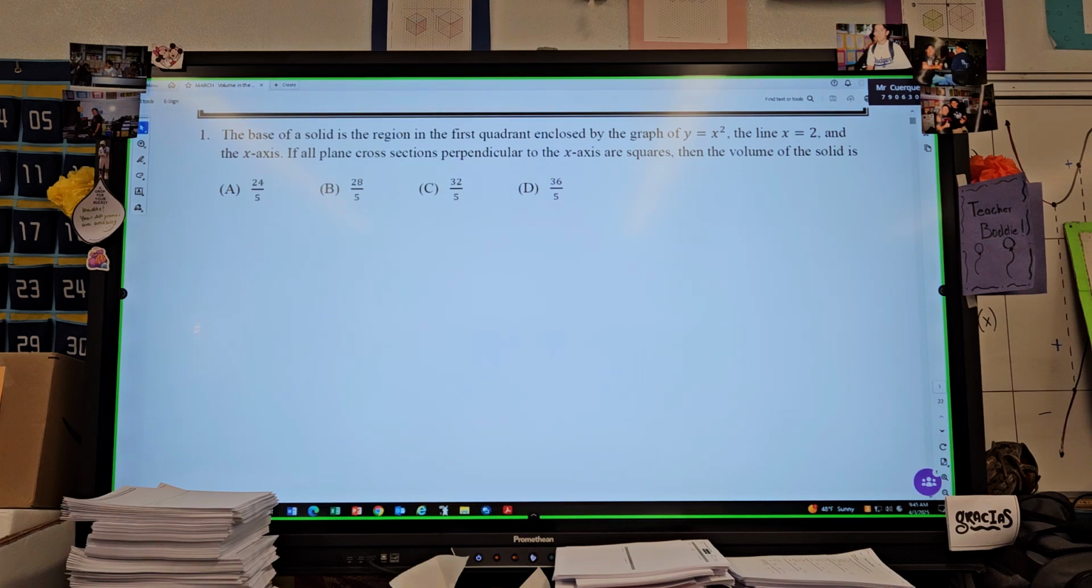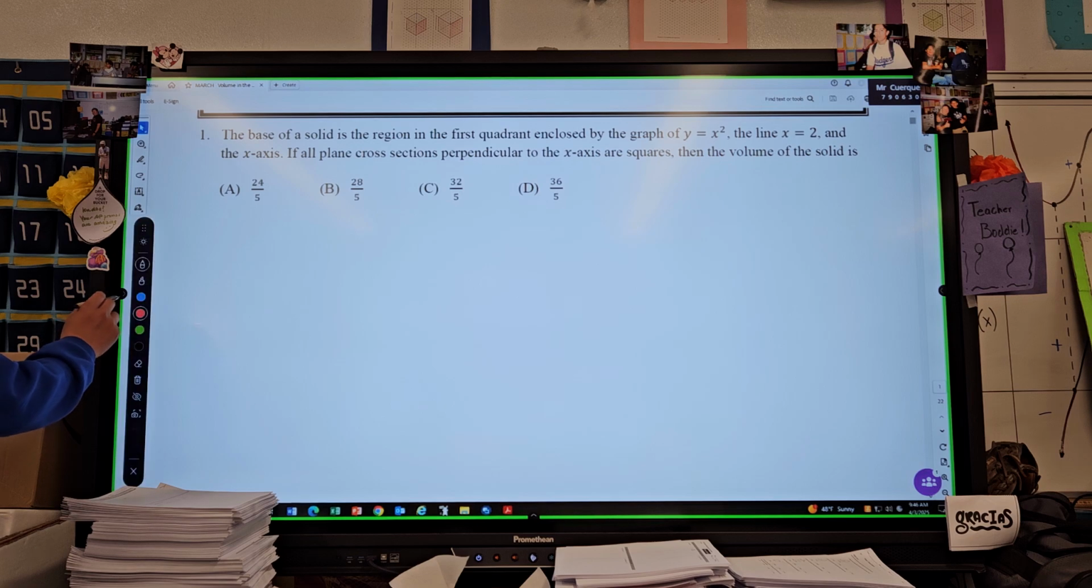Tyler, can you read the problem for me, please? The base of a solid is the region in the first quadrant enclosed by a graph of y equals x squared, the line x equals 2, and the x-axis. If all plane cross sections perpendicular to the x-axis are squares, then the volume of the solid is.